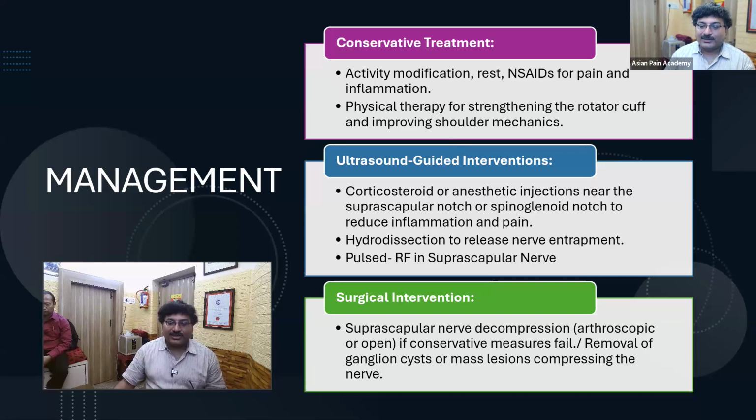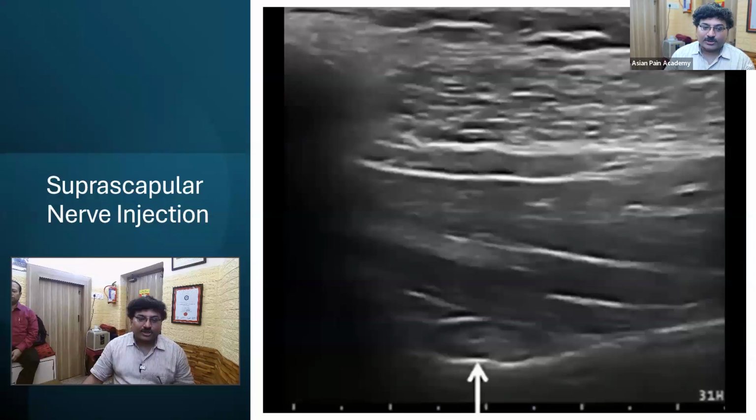It is similar, only increase the volume to around 5 ml. It's a small space, so don't give much. And pulse radiofrequency for the suprascapular nerve, that was the classic approach for a long time, and people get good results in that as well. And surgical intervention is the suprascapular nerve decompression.